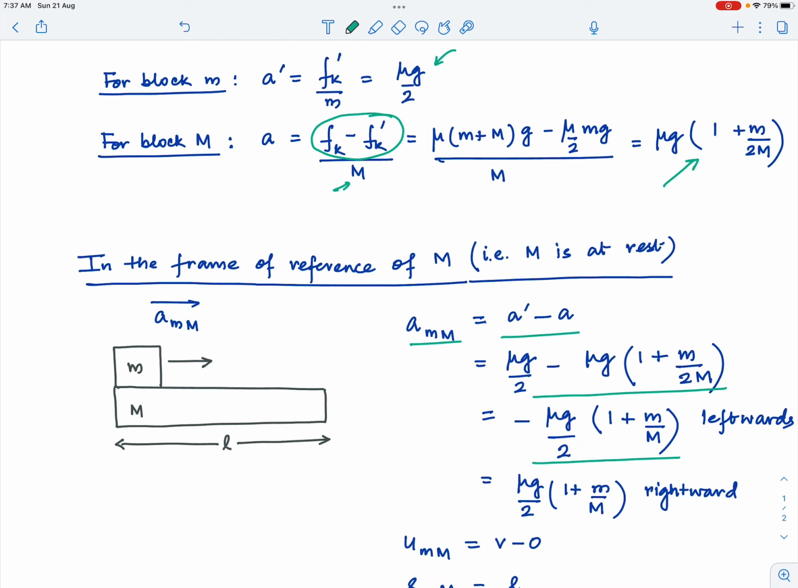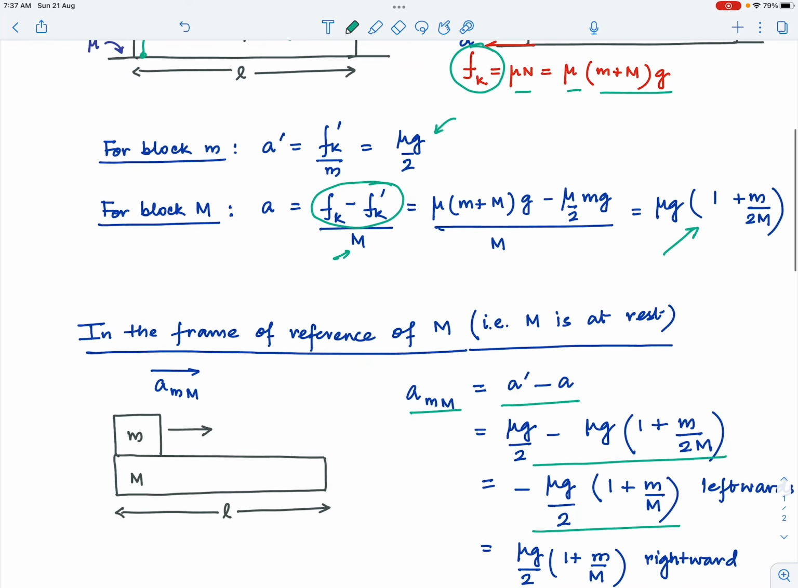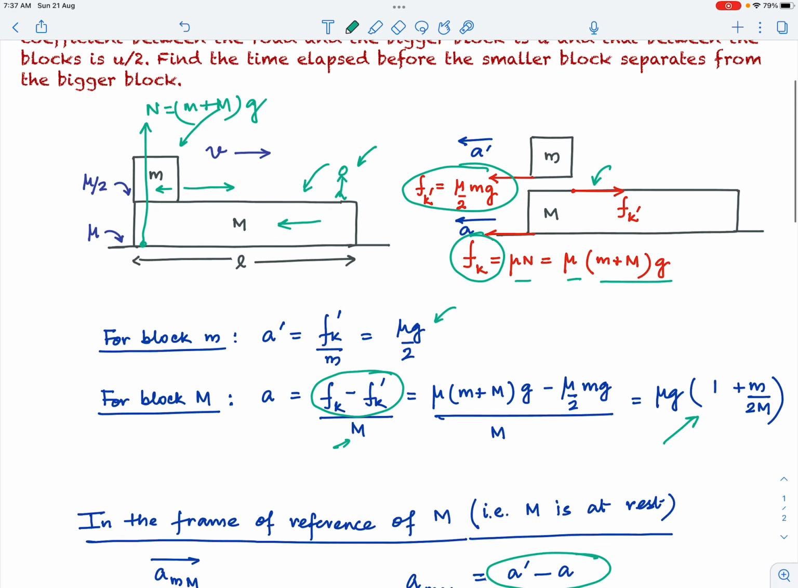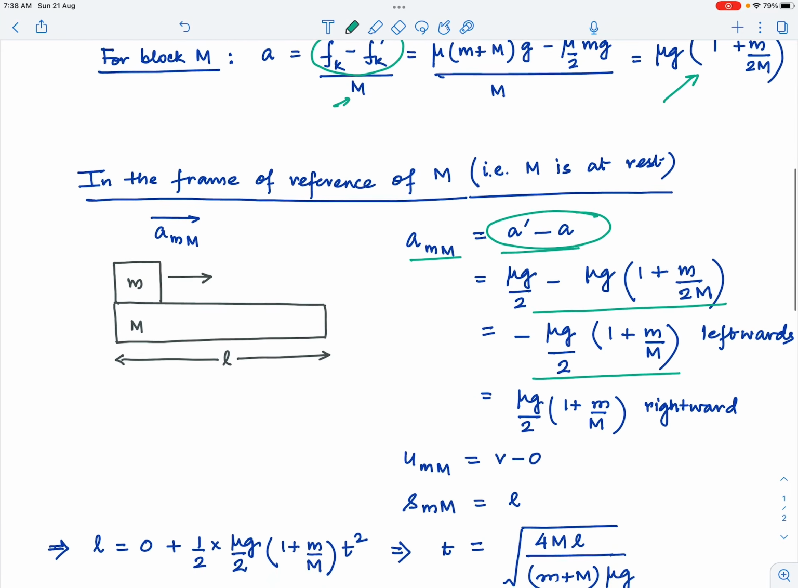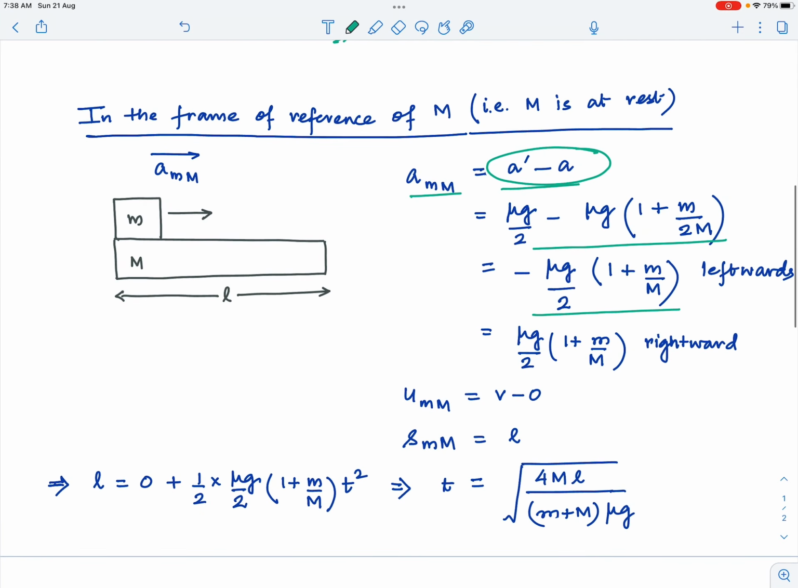Now, why is it coming with a minus sign? We have obtained this, that a dash and a both are towards left. See the upper figure? Both a dash and a will be towards left because the net forces acting on both the blocks are towards left. So, when we try to find out the relative acceleration and we wrote it as a dash minus a, this acceleration that we will get will be towards left only, because both the quantities are acting towards left and we have taken them with a positive sign.